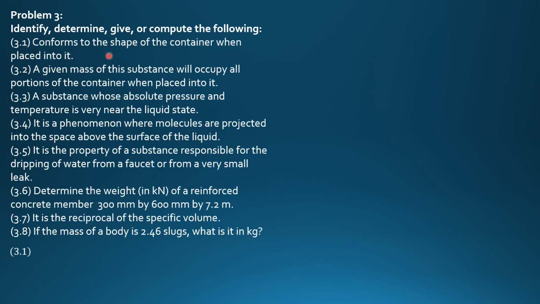So confirms the shape of the container when placed into it. So which substance is that? Of course, a liquid. Because when a liquid is poured into any shape of container, it will occupy that space under the liquid surface. So it confirms the shape of the container when placed into it. So the answer is a liquid.